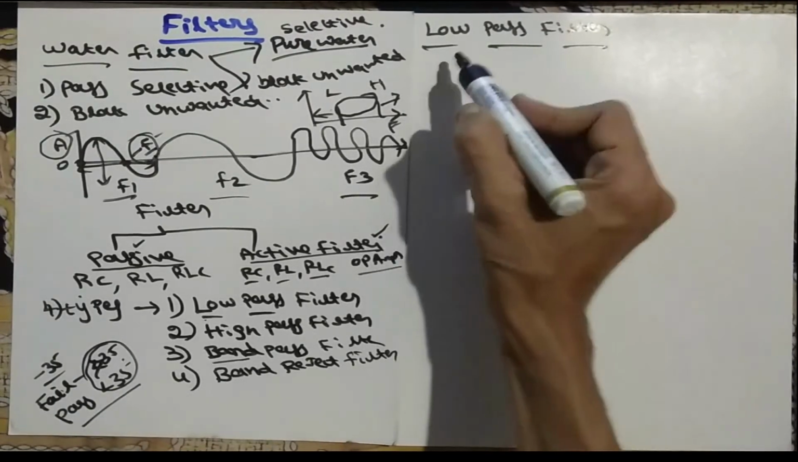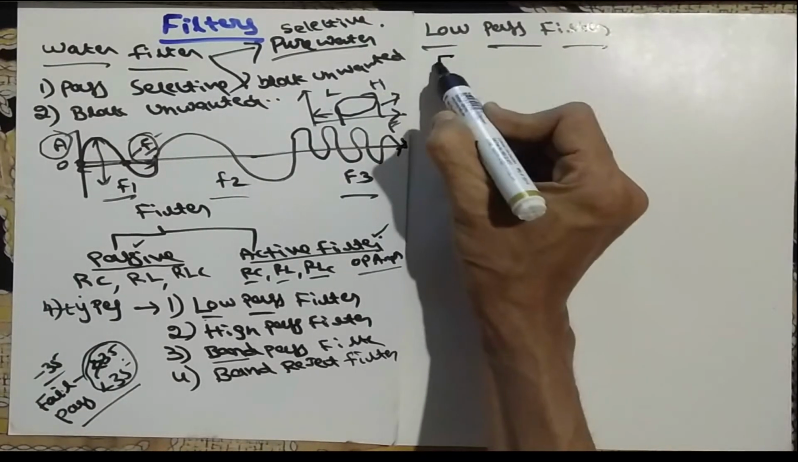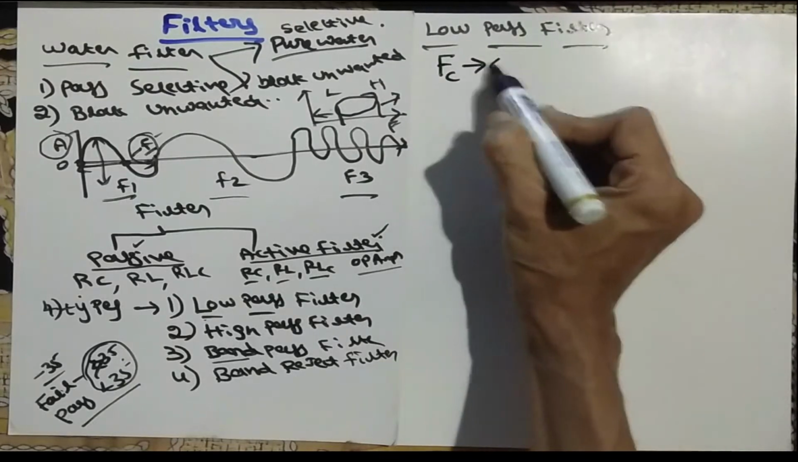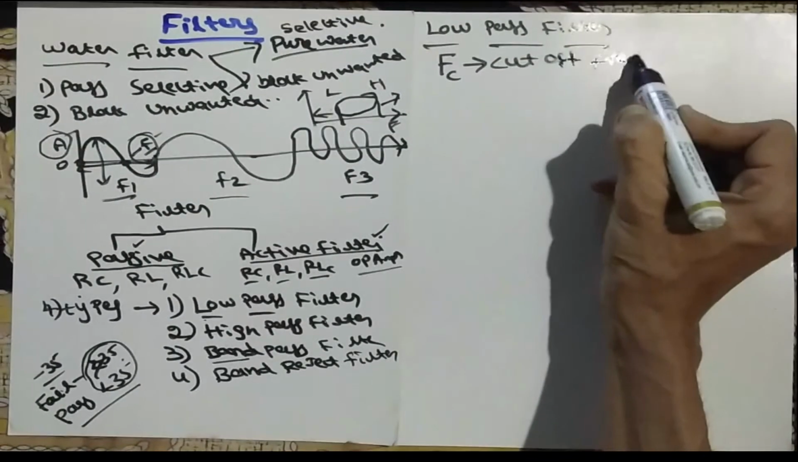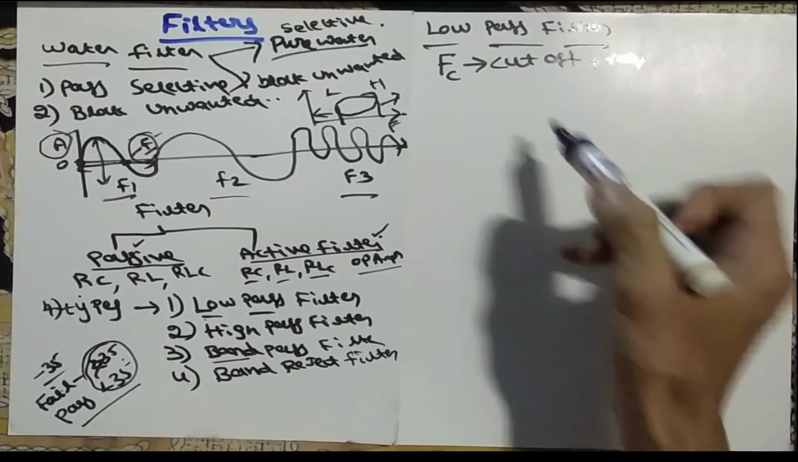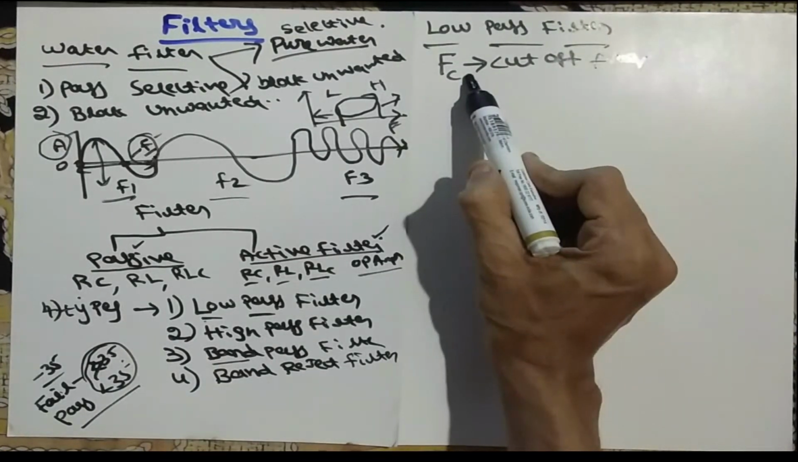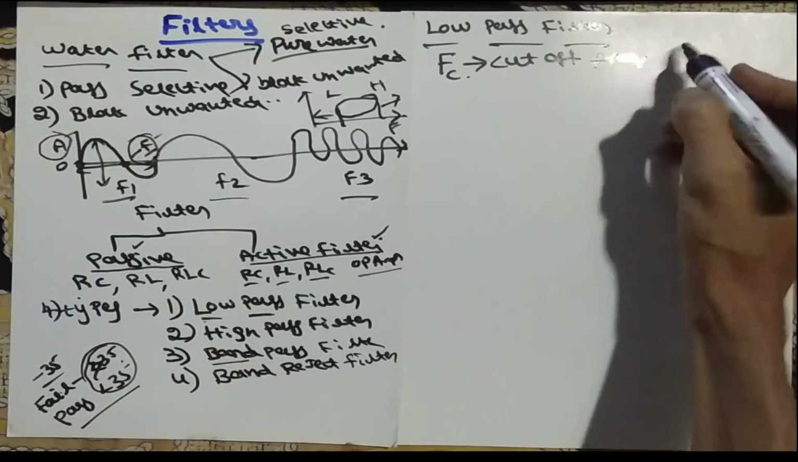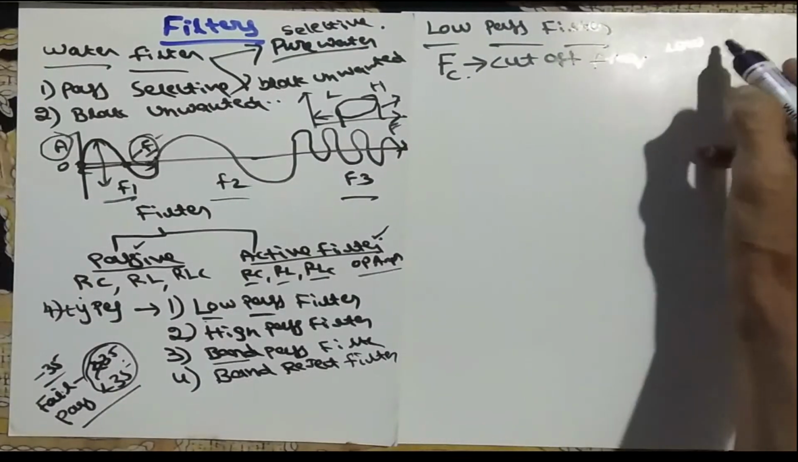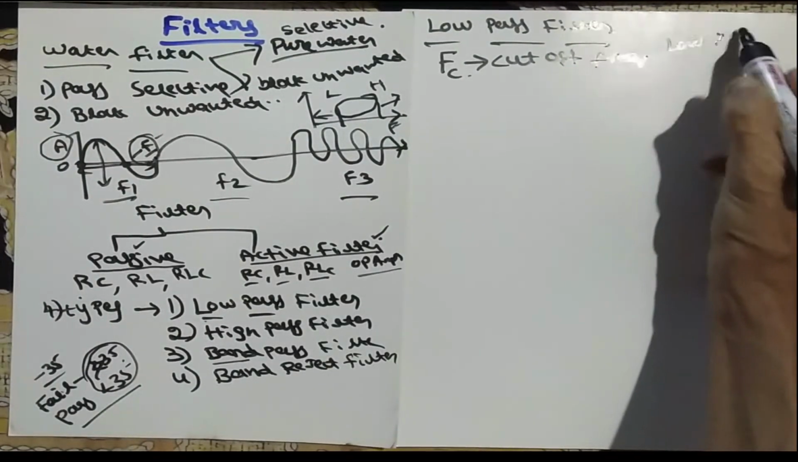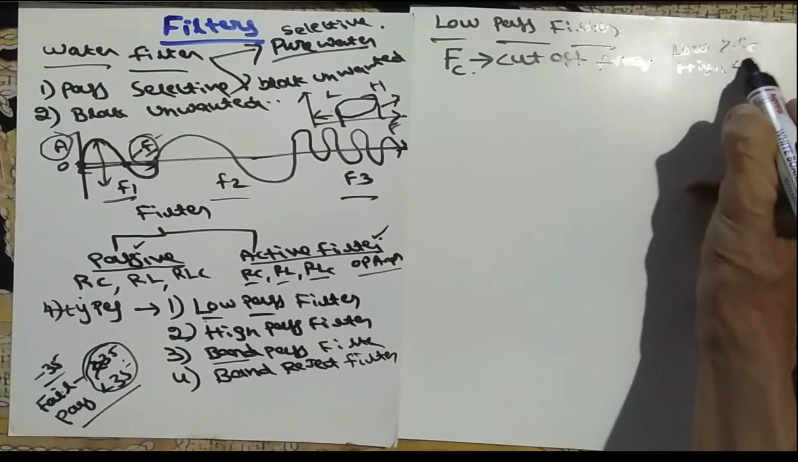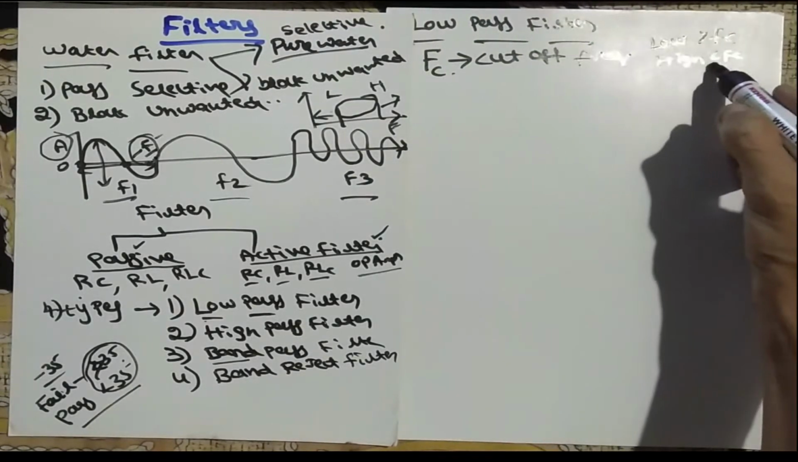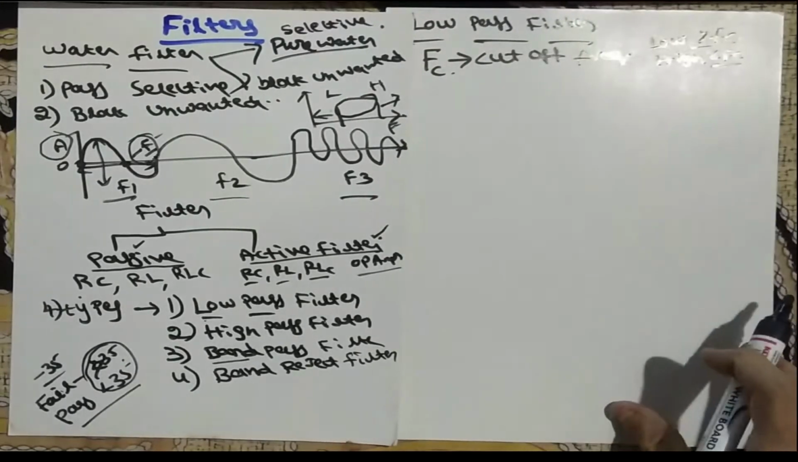Similar way, we take one cutoff frequency here, that is called FC. This is very important. According to this cutoff frequency, we decide whether a particular signal is low or high. Very simple: low means less than the cutoff frequency, and high means greater than the cutoff frequency. So from this we can say low pass or high pass.